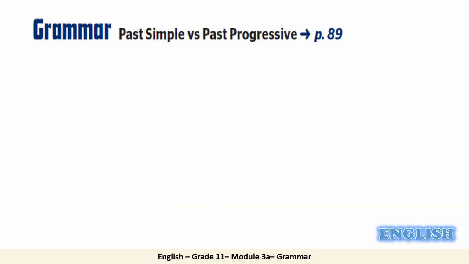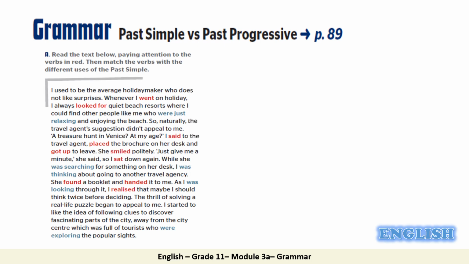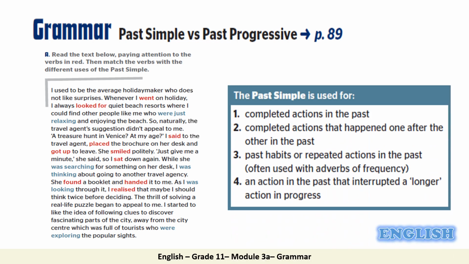So, dear students, now we will go to exercise A. Exercise A, we are going to read the text below, paying attention to the verbs in red. We have here verbs in red in this paragraph. Then match the verbs with their different uses of the past simple. So we have here four different uses of the past simple. We are going to match these uses with the verbs in red.